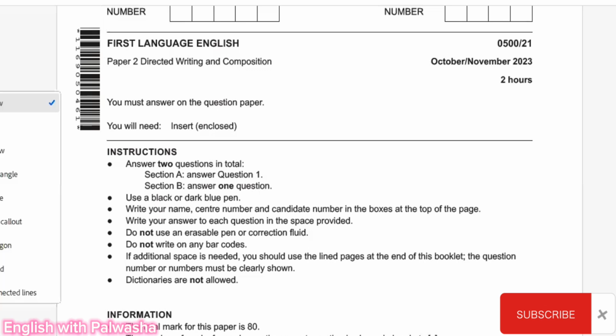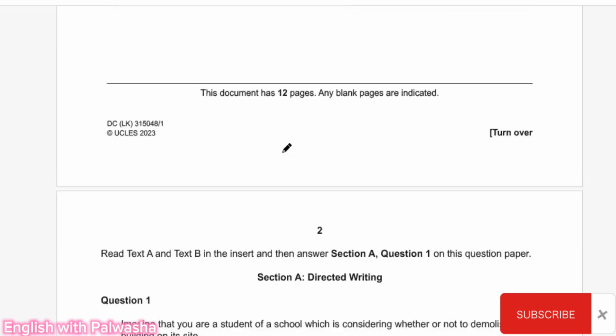You're quite familiar. And 2 questions in total means section A, answer question number 1, and section B, answer 1 question. In B, probably you'll be getting the choice, but in section A, it's compulsory to answer the question.